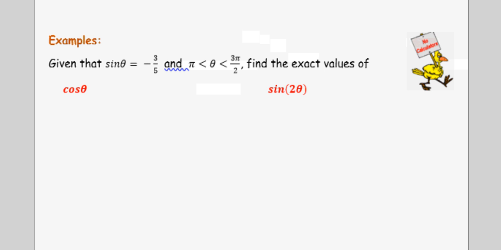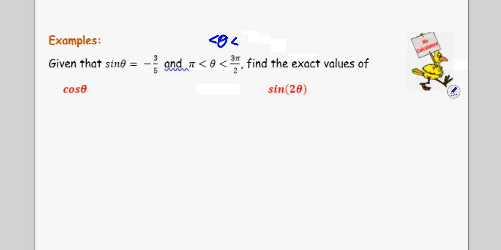This is all non-calc, so you want to be really good at your triangle stuff, which you guys are getting very good at. You know the special triangles, the two special ones, the 30-60 and the 45. Okay, given that sine theta is negative 3/5, and theta is between pi and 3 pi over 2, find the exact values, like the non-decimal. 3 pi over 2 is 270, yes. So it can be a good idea to be aware in your mind what this means in degrees, if that's easier for you.